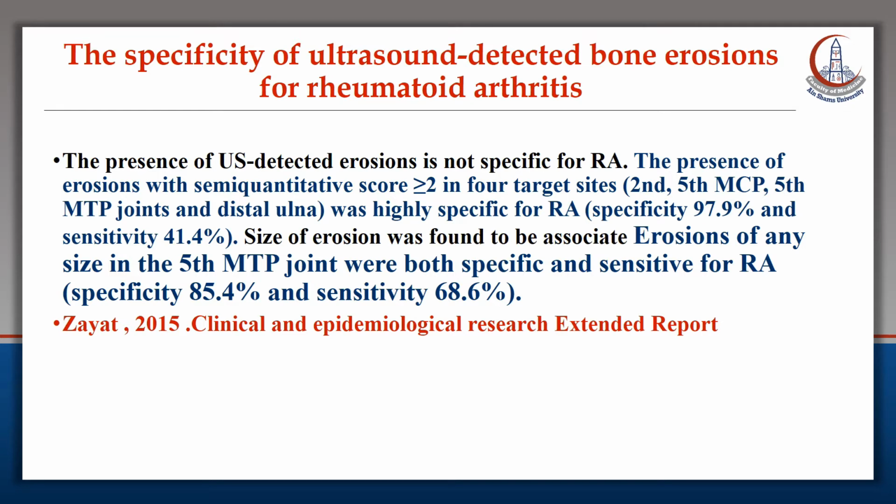And the most important is that erosions of any size in the fifth metatarsophalangeal joint were both specific and sensitive for rheumatoid arthritis. Please remember, for detection of erosive disease, especially rheumatoid arthritis, search for bone erosions in 4 target sites: second and fifth metacarpophalangeal, fifth metatarsophalangeal, and distal ulna, and this erosion must be of a score 2 or more.